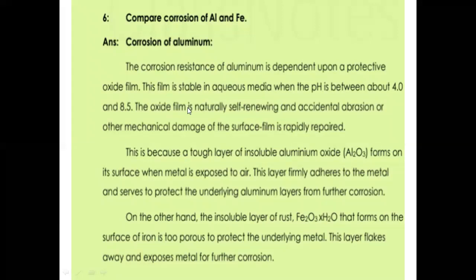On the other hand, the layer which is formed on iron is ferric oxide with x water molecules, which is also called rust. That layer is porous and easily flakes away, and the inner iron comes in contact with the atmosphere, and then in turn the corrosion of that layer also takes place. That's why iron is corroded more easily as compared to aluminum. The protective layer of aluminum is a strong and tough layer.